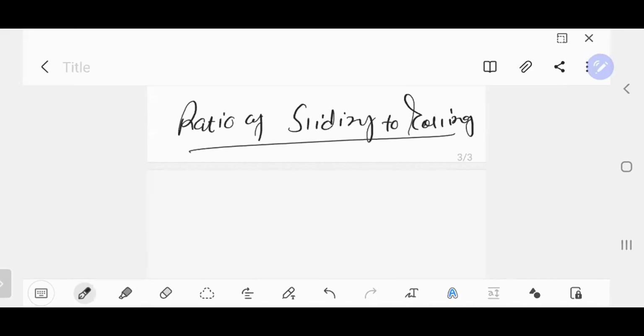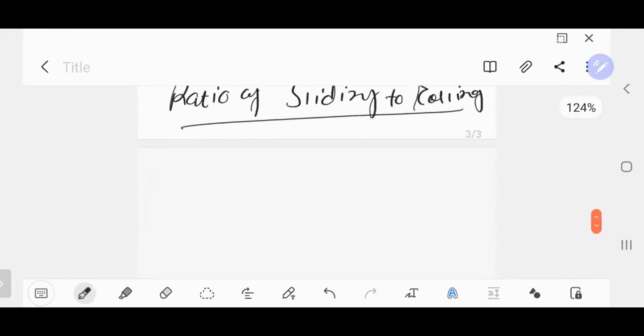Yes, ready? Done up to here? Okay, I will do it quickly. I know this is the last 5 minutes and it's very crucial. So for the ratio of sliding to rolling velocity, we need to calculate both individually. First of all, let us calculate the rolling velocity.